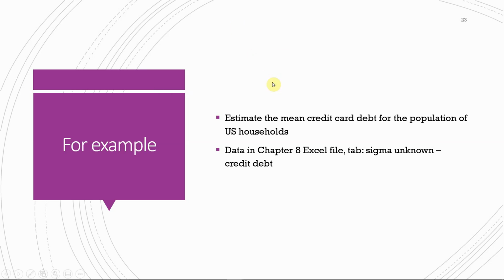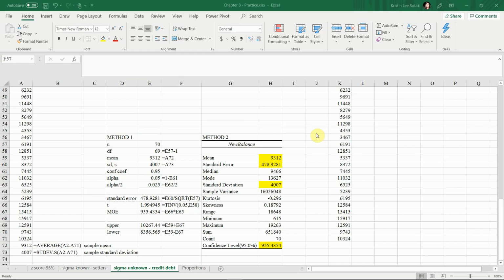Okay, in this video we are going to do an example where we're looking at the population mean when we don't know sigma. It's unknown. So we're going to estimate the mean credit card debt for the population of U.S. households. The data are in Chapter 8, Excel file tab, Sigma Unknown Credit Cards. So let's go there. I already have all the solutions here.